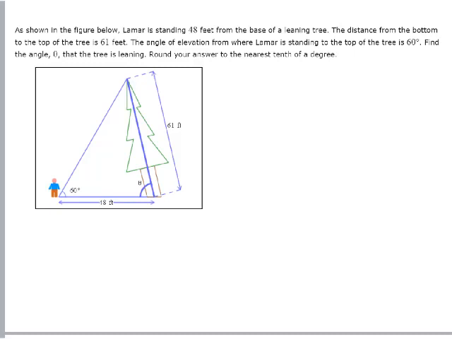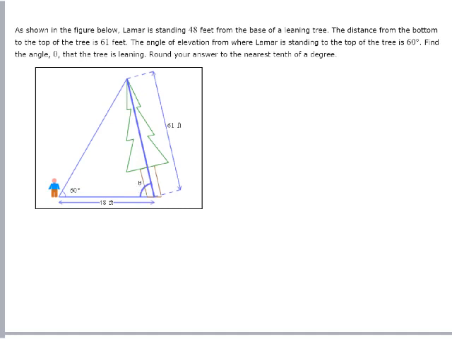For this particular problem, this person is looking up at a slanted tree. They want to find out the angle at which the tree is slanted. They know the tree is 61 feet tall. They know they're 48 feet away, and they know they're looking up at a 68-degree angle right there. So, how do we find this angle is the question.